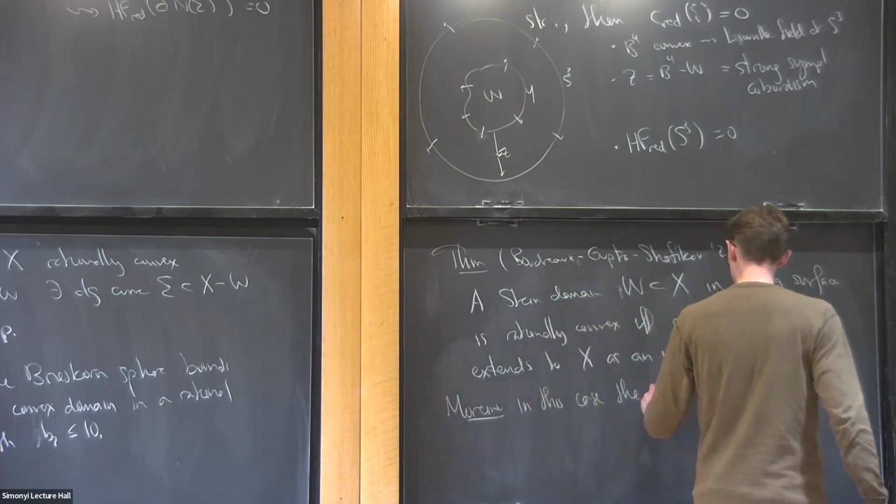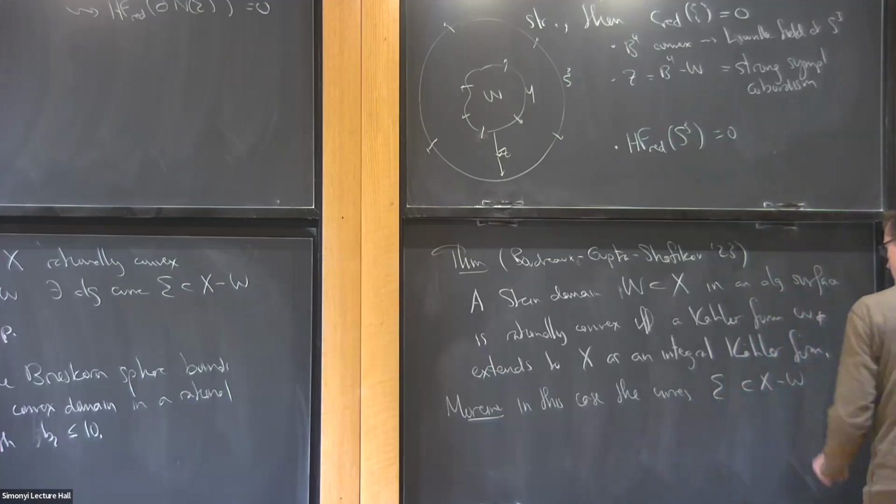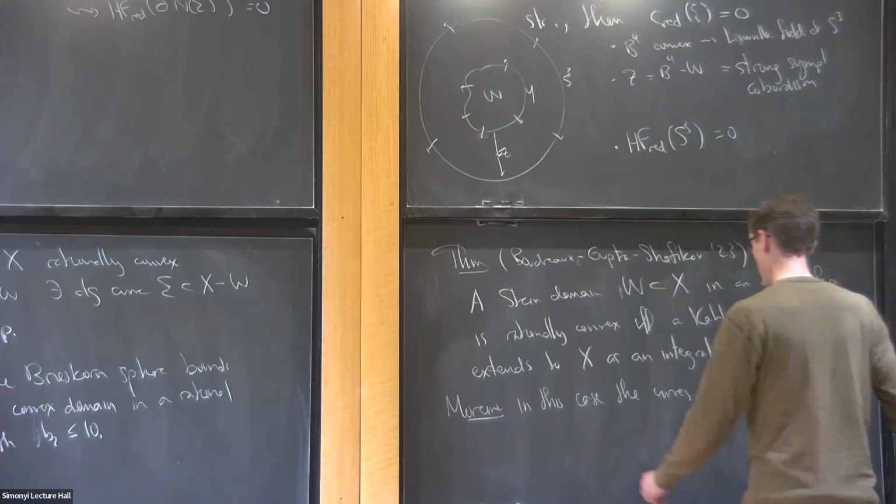The curves you find can actually be taken to be what you would think of as Lefschetz divisors or something. They're Poincare dual to a multiple of that.